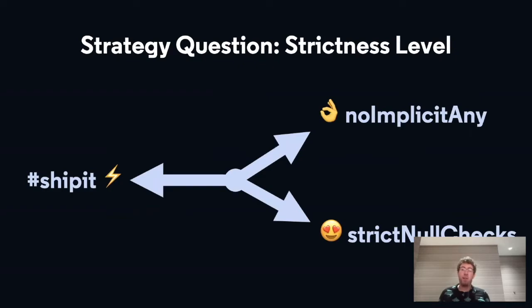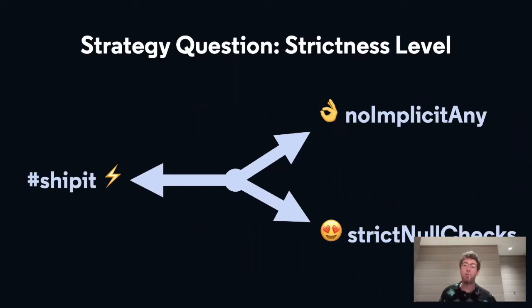Another strategy question as you're fixing errors you might want to ask yourself is, how strict do you want to be from the offset? Do you want to go into just the ship it mode of immediately getting as little type strictness as possible while still on TypeScript? The benefit of which is that you get onto TypeScript sooner. The drawback for which is you don't have particularly strict typing, not as much gets enforced.